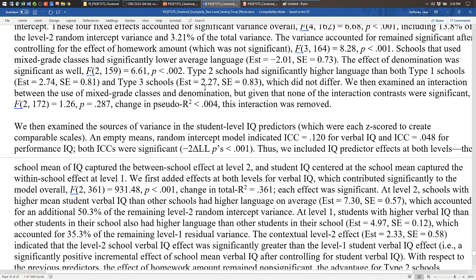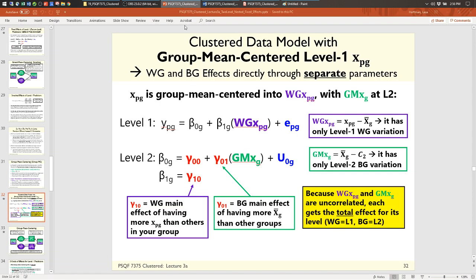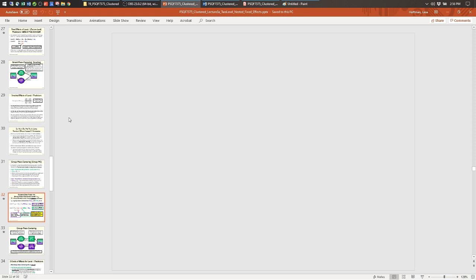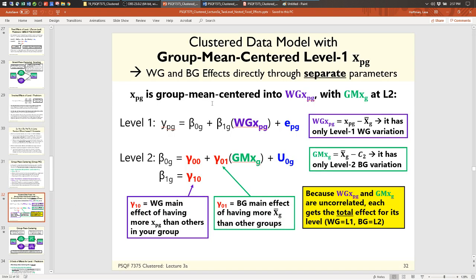So after class, Dr. Aloe, Ariel to his friends, asked me a question. I think it was during class, we talked about after class. What if my level 1 predictor were binary? So what if you go back to this idea here of group mean centering that we've just now thoroughly explored.